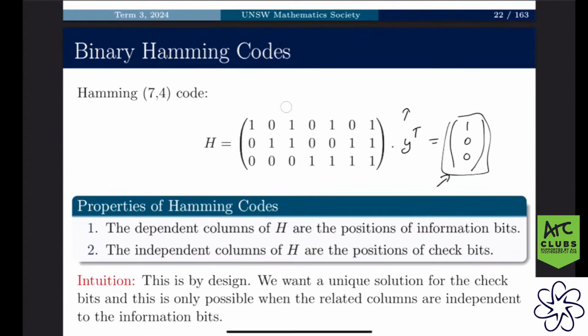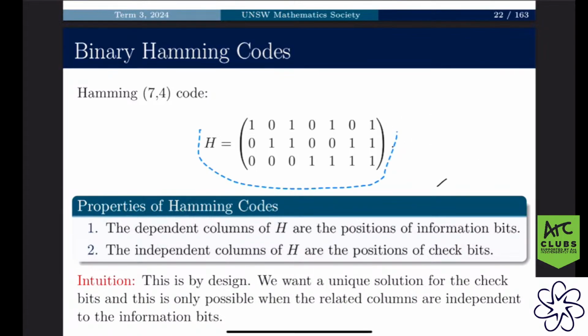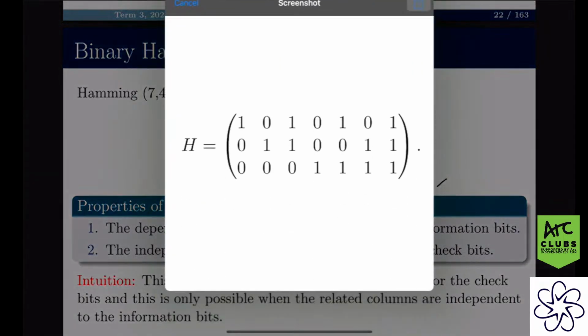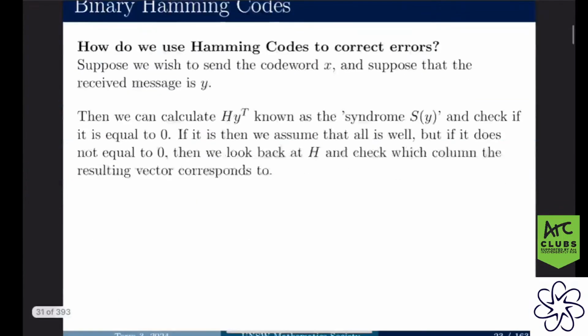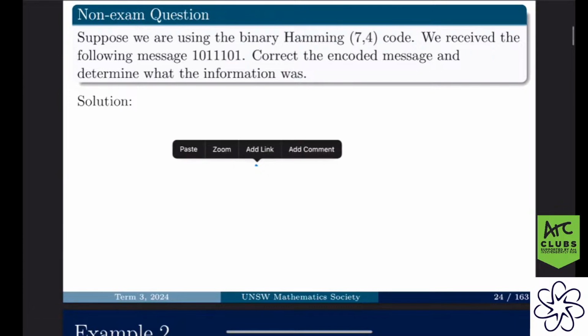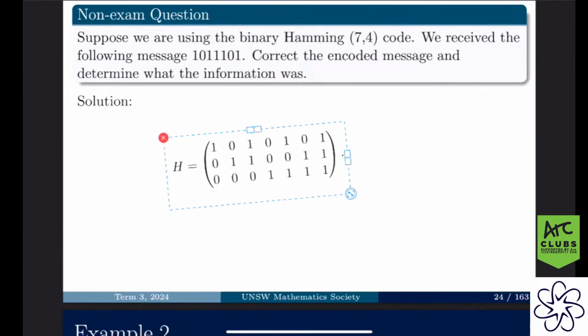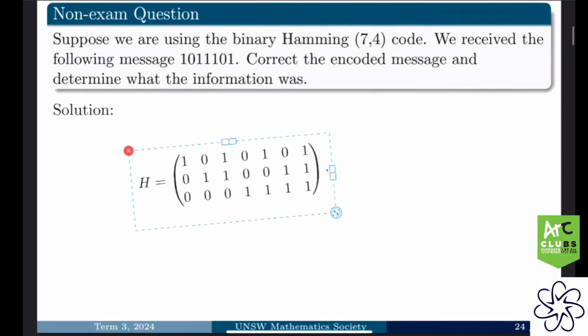So let me just copy this over. I'm going to take a screenshot. Okay. Oh no, that's rotating.